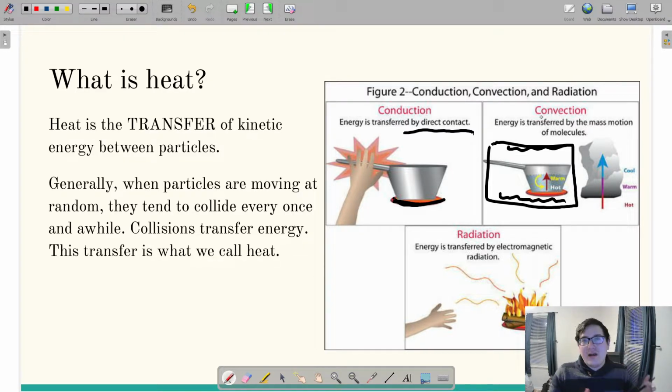Another thing is, why is there wind? And so wind will always go in the direction of a lower pressure area. Some of that lower pressure is caused by temperature differences, so hot air to cold air. And the last one is radiation.